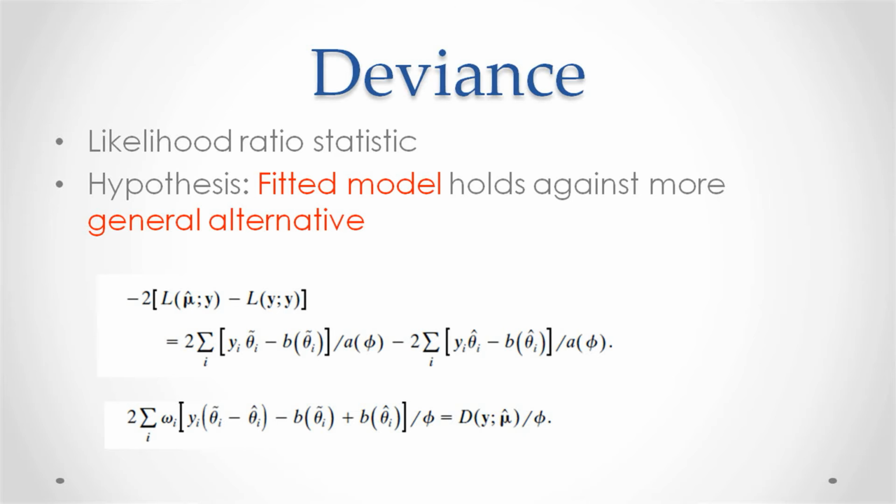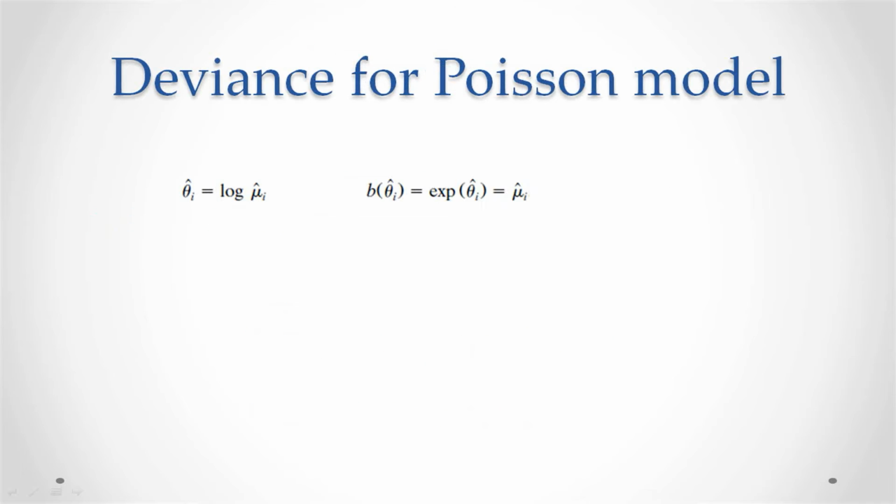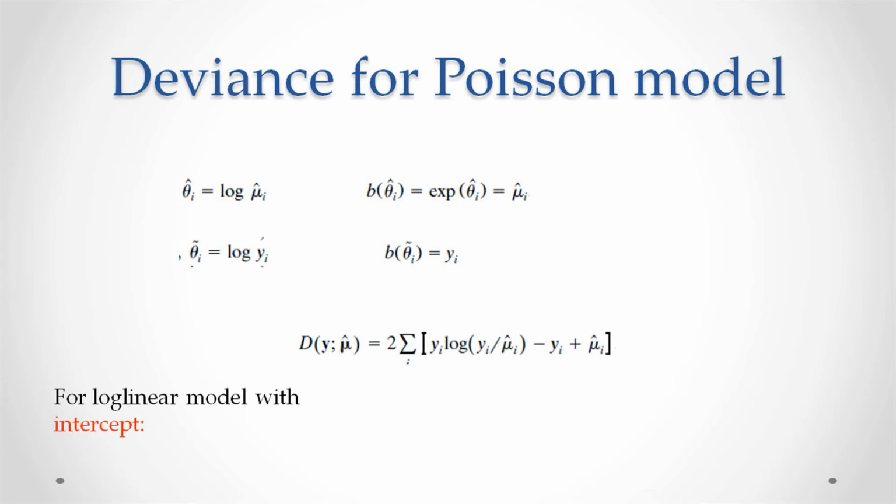of the deviance function. The deviance for the Poisson model, for example: for this model, theta i hat is log of mu i hat, b of theta i hat is e to the power theta i hat, equal to mu i hat, theta i tilde is log of yi, and b of theta i tilde is equal to yi. Thus, d of y, mu hat is equal to twice the summation over i of yi log yi over mu i hat minus yi plus mu i hat.